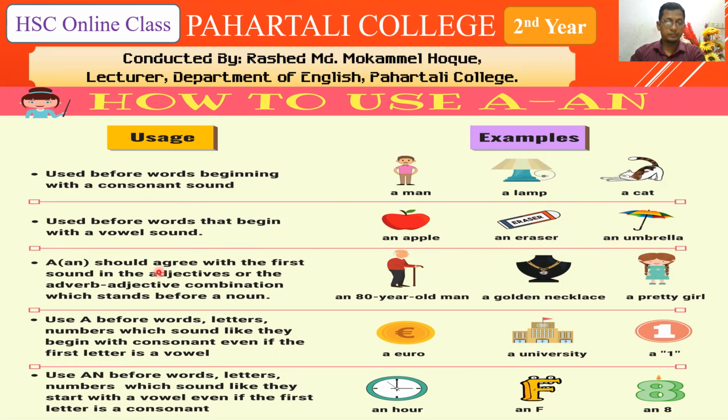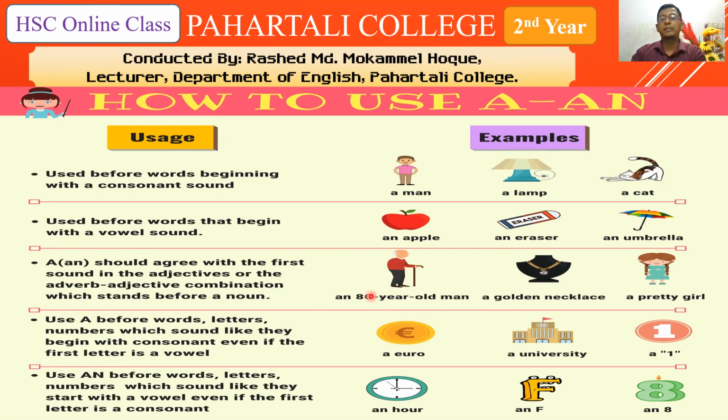A or an should agree with the first sound in the adjective or the adjective combination which stands before a noun. As I have said earlier, a or an may be used before an adjective, but there will be a noun followed by the adjective. Say for example, an eighty-year-old man. How old is the man? Eighty years. Eight is pronounced like e, it's a vowel. So an eighty-year-old is the adjective, but man is a noun.